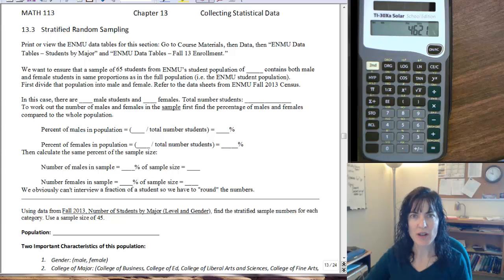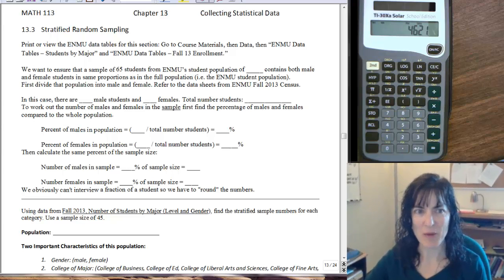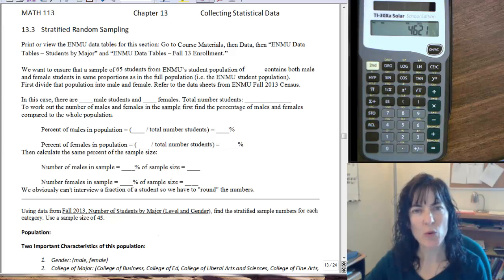Let's talk about stratified random sampling. And we need to think about quota sampling, because the process of choosing the stratifications for stratified random sampling is the same process that we use to create the quotas for quota sampling.